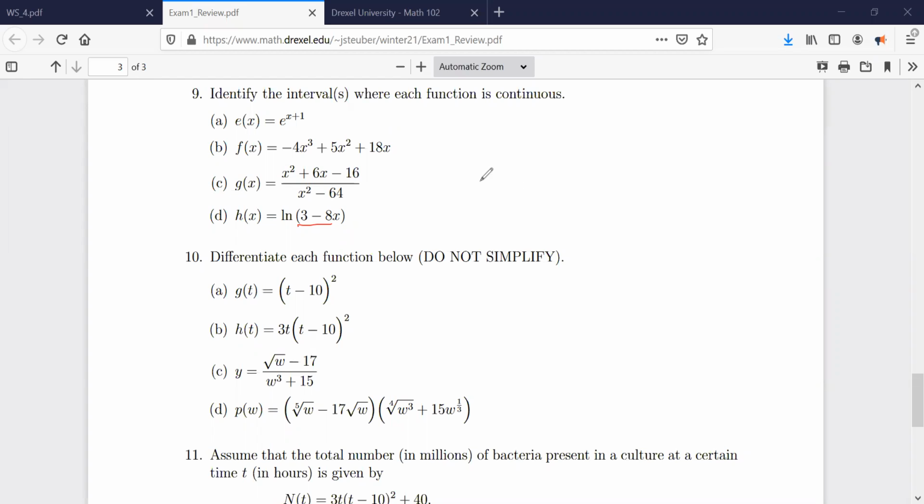So that tells me that 3 minus 8x has to be greater than 0. So if I just rearrange this, I get 3 is greater than 8x, and then 3 over 8 is greater than x. So this is where it is continuous. So that's 3 over 8 to infinity, and that's not inclusive because this guy cannot take in 0. ln cannot take in 0.